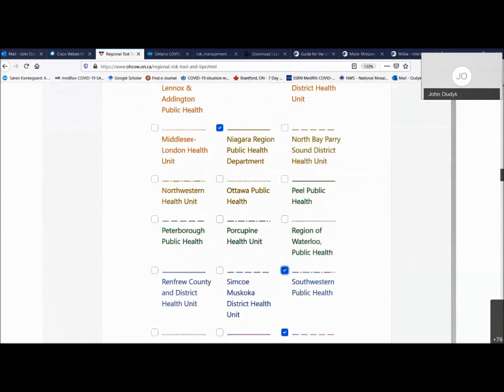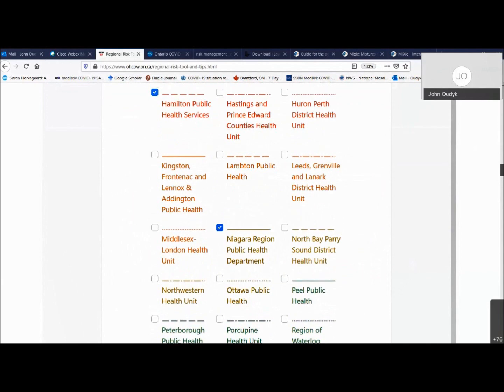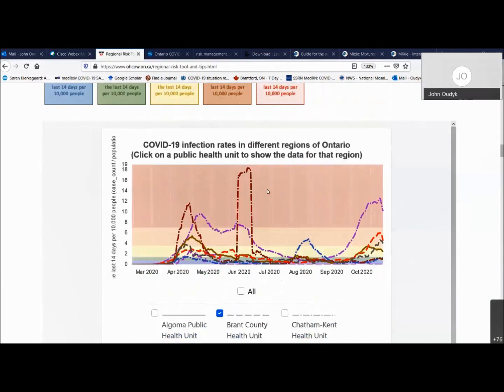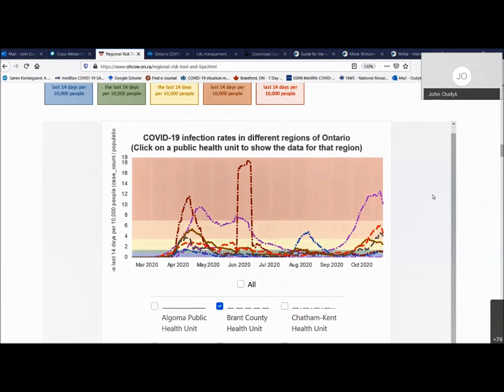For instance, if you take Norfolk, you can see this big jump here in June, and that was an outbreak among migrant farm workers in Haldimand and Norfolk. Since then, it's been relatively calm, but you can see how separate incidents, so you need to take this information in context.